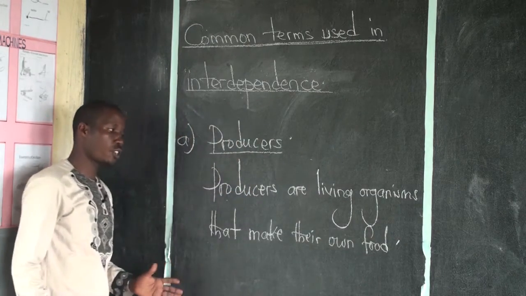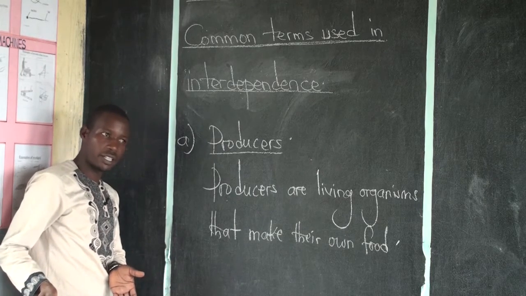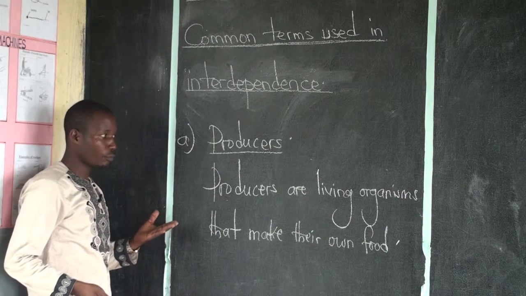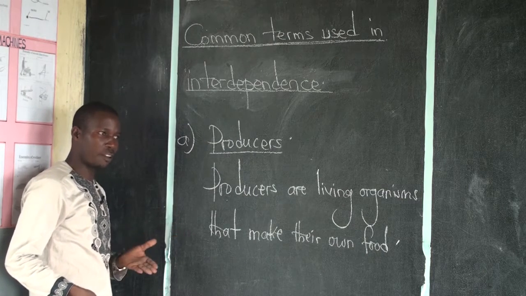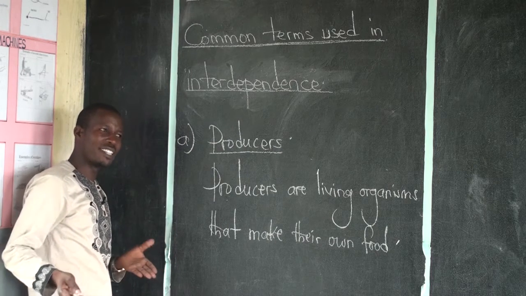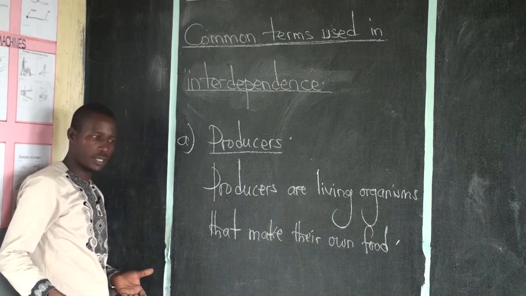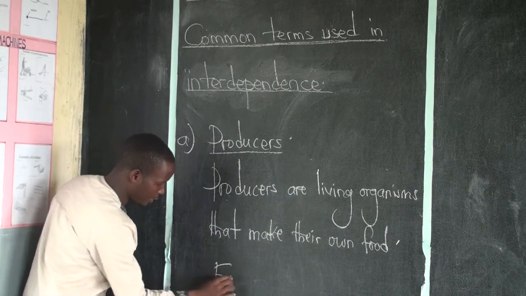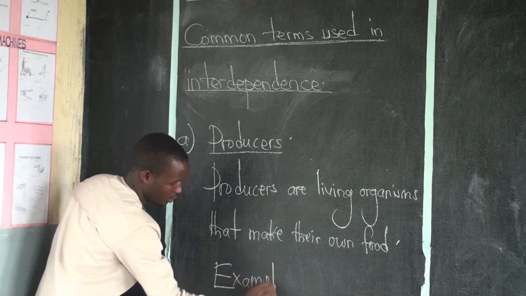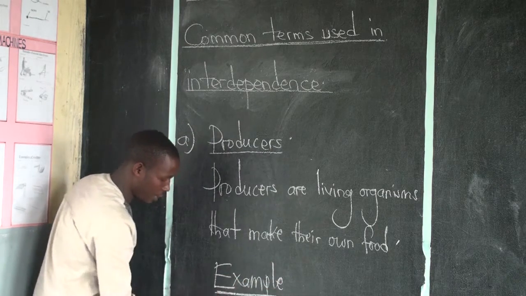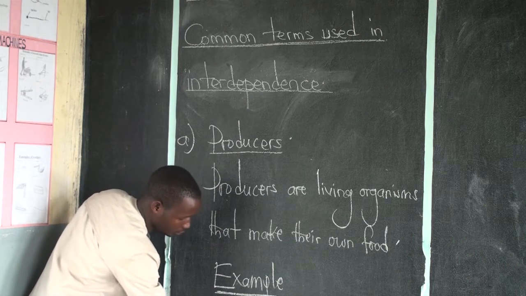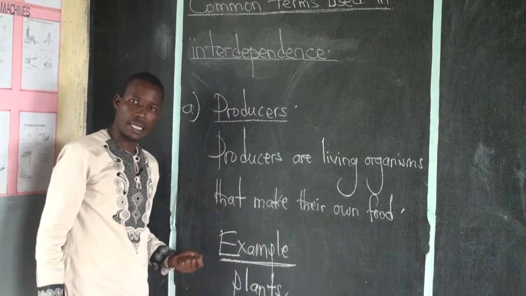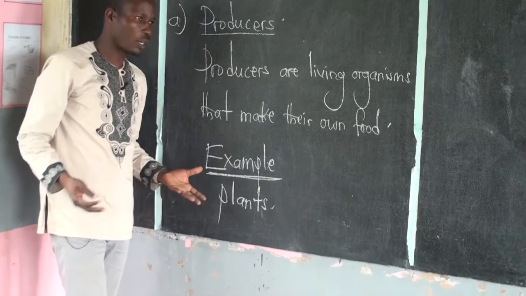These ones don't depend on food that is already manufactured. They make their own food. If you are asked which living things can make their own food, remember the best example here is plants. If you are asked for examples of producers, the best example is plants. Plants make their own food through the process called photosynthesis. Remember, we looked at that last time.